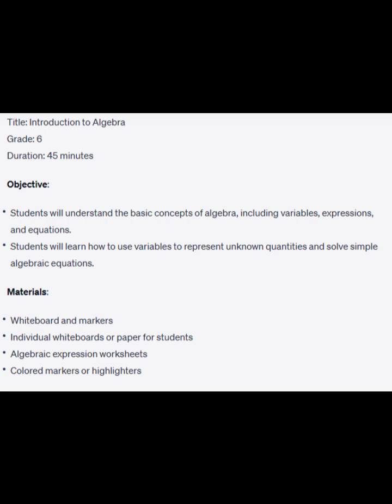Students will learn how to use variables to represent unknown quantities and solve simple algebraic equations. Materials: whiteboard and markers. Individual whiteboards or paper for students. Algebraic expression worksheets. Colored markers or highlighters.